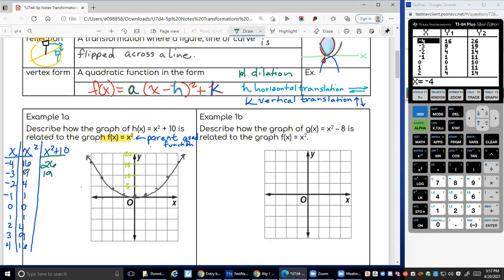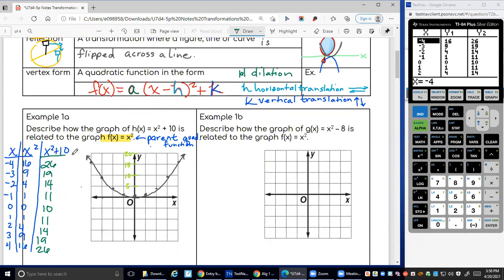Oh, it's just like I'm adding 10, right? So 10 plus 4 is 14. 10 plus 1 is 11. 10 plus 0 is 10. 10 plus 1 is 11. 10 plus 4 is 14. 19 and 26. Y'all see where I'm getting the numbers from? Makes sense? All right. So now we're going to plot those points.